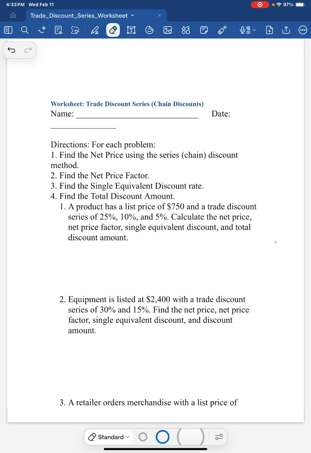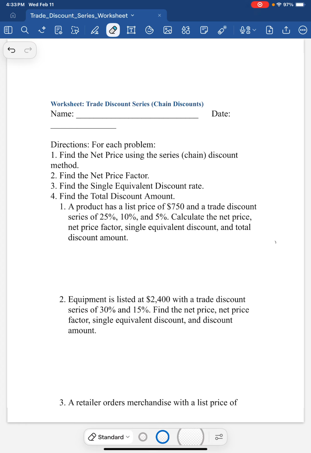Okay, everybody, now we're going to look at trade discounts with a series. This is still fairly simple math, but it involves a lot more steps, and it is more complicated than what we did in the last module, which was just the single discount. There are two main ways we're going to work on figuring out these problems. One is the chain discount method, and one is the complement method, or the net price factor method.